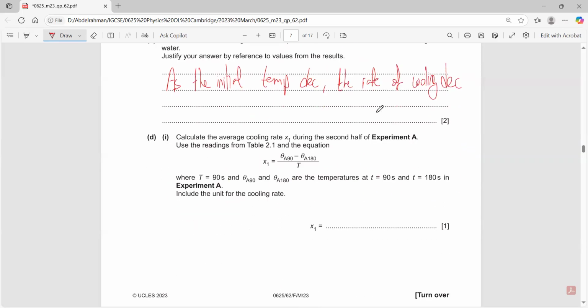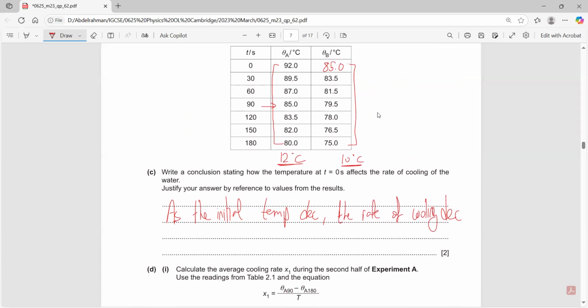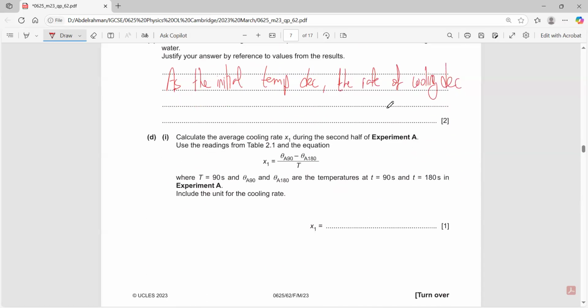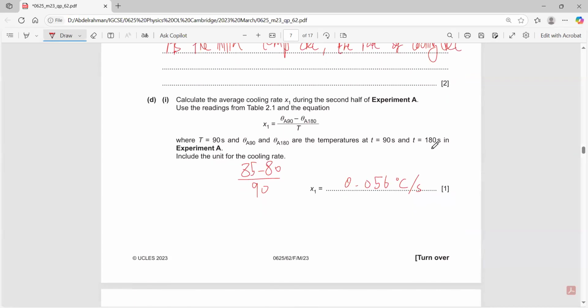Can I find x1, which is the rate of cooling? Theta A at 90 seconds minus theta A at 180 seconds. So 85 minus 80, right? Divided by the time taken, which was 90 seconds. So 5 over 90 is 0.0555 or 0.056 degrees Celsius per second. Do not forget the unit, please.